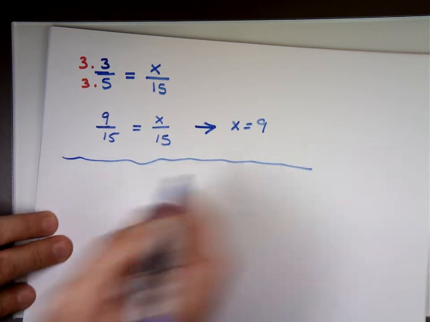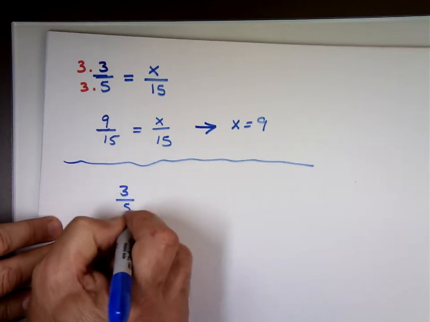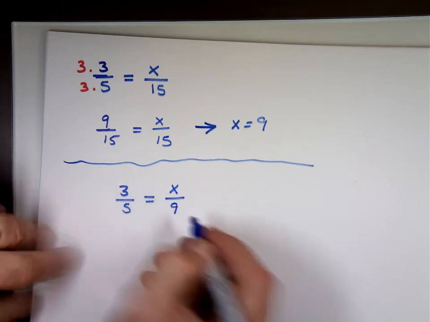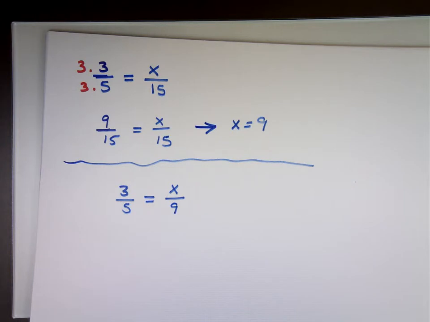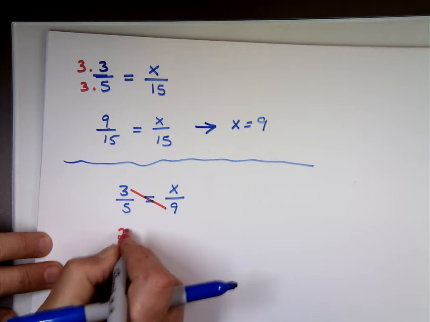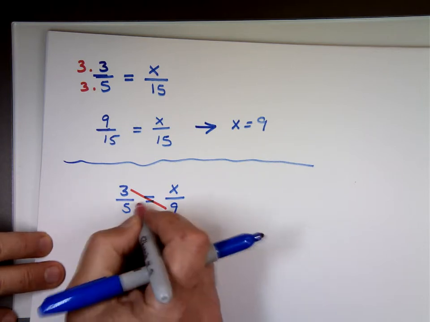Let me just modify that problem a little bit. Now I have no idea what to multiply the 5 by to make it 9. So there goes that idea. So what I'm going to do is cross multiply. 3 times 9? 27 equals 5 times x.